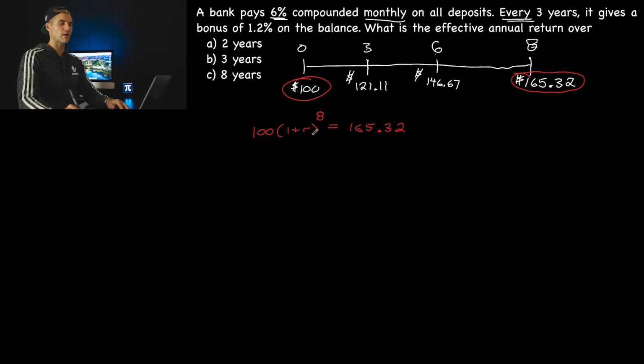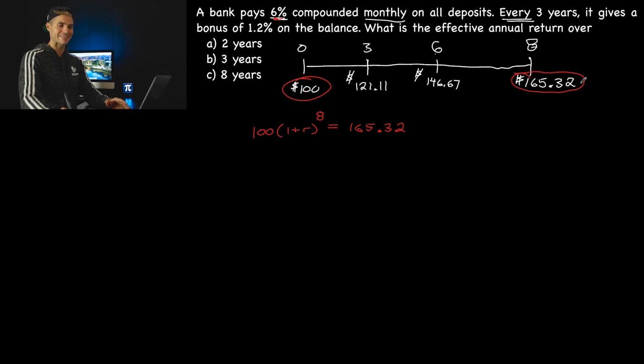So you could think about this r that we're solving. It's kind of like an average. What was the average rate that we earned over all this time? Because notice that we're mixing a lot of rates, right? We got this 6% that's compounded monthly, and then we got this 1.2% bonus that's happening every 3 years, right? So there are a lot of different rates going on here, different compounding frequencies, etc.